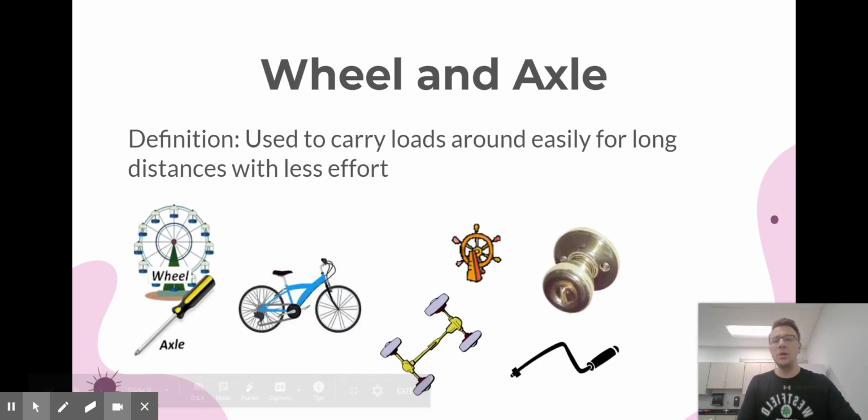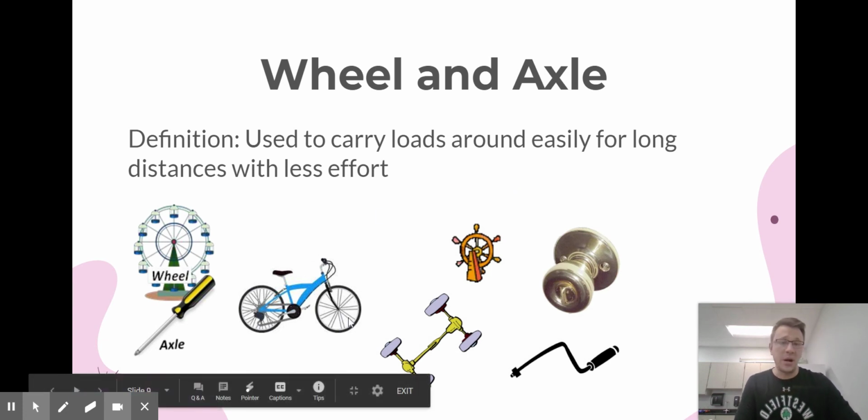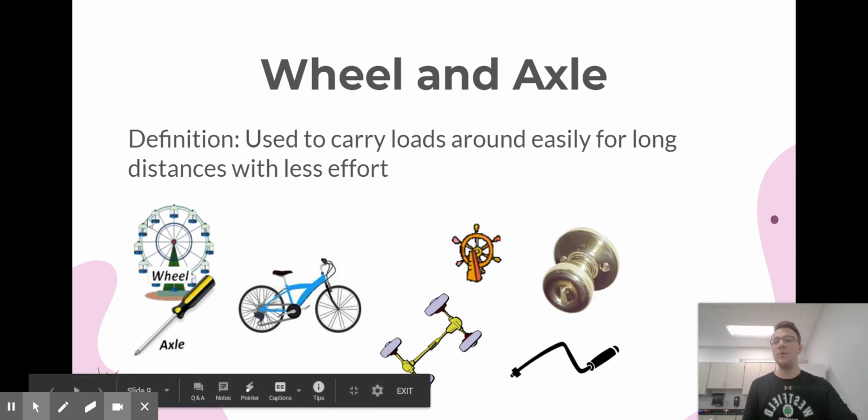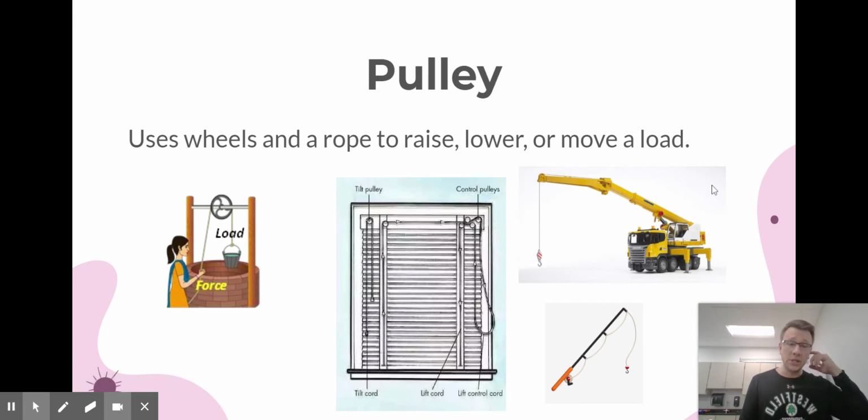Wheel and axle, pretty self-explanatory. You've got a bike, any sort of steering wheel, like a naval ship wheel, the Ferris wheel, door handles, all those things. Pulleys, which I mentioned earlier, you use wheels and ropes to raise and lower objects, and you can create very complex pulley systems where your input force has to be very minimal. You just have to apply it for a long distance, and then you can lift very heavy objects.